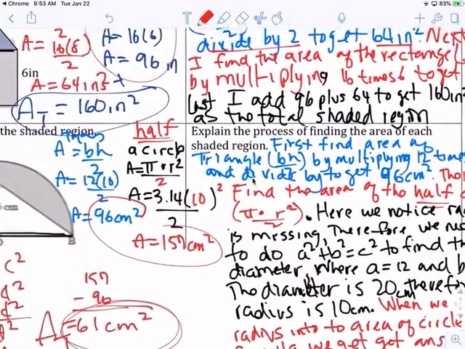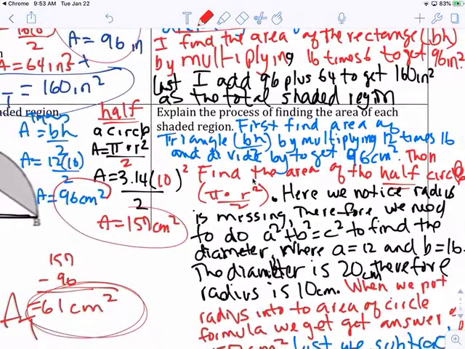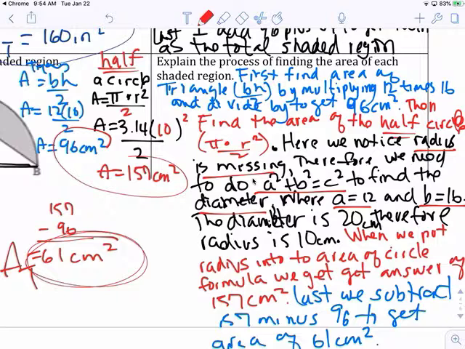Same here. The only thing you need to do here is then find half a circle here. We notice that the radius is missing, therefore we need to do the Pythagorean theorem, a squared plus b squared equals c squared, to find the diameter, where a is 12, b is 16. After that we find the diameter is 20 centimeters, therefore the radius is 10. And then we put the radius into the area formula. We get the answer of that.